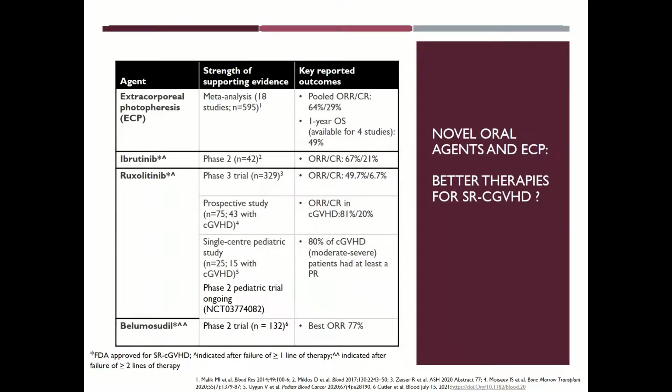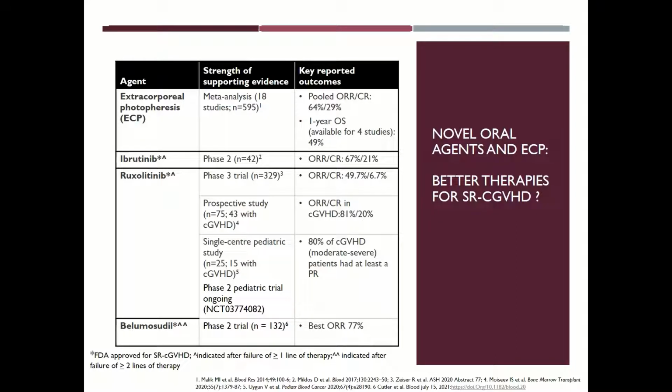However, in the last few years, 3 novel oral therapies have been FDA approved specifically for steroid refractory chronic graft-versus-host disease, and more data has accumulated on the utility of ECP for this disorder alone or in combination with other therapies. So this slide provides you with a nice overview of what I believe are the 4 most important therapies for steroid refractory chronic graft-versus-host disease: ECP, Ibrutinib, Ruxolitinib, and Belumosudil.